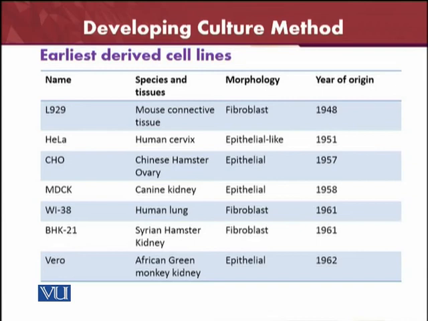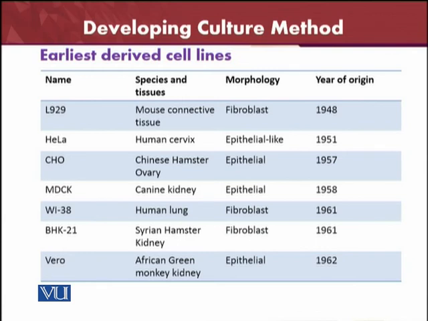Then the CHO, which is the abbreviation for Chinese hamster ovary. Of course, these are from the Chinese hamster, epithelial from the morphological point of view, and were developed in 1957. Then there is the MDCK cell line, developed from canine kidney; morphologically these are also epithelial cells, developed in 1958. WI38 was developed from the human lung; these are fibroblasts, developed in about 1960.